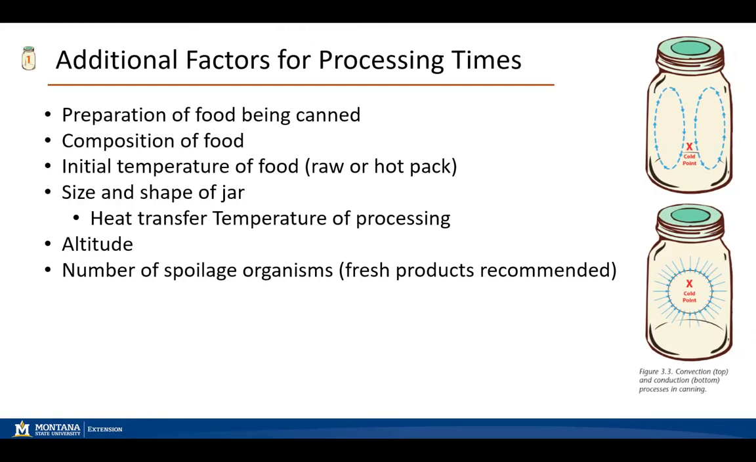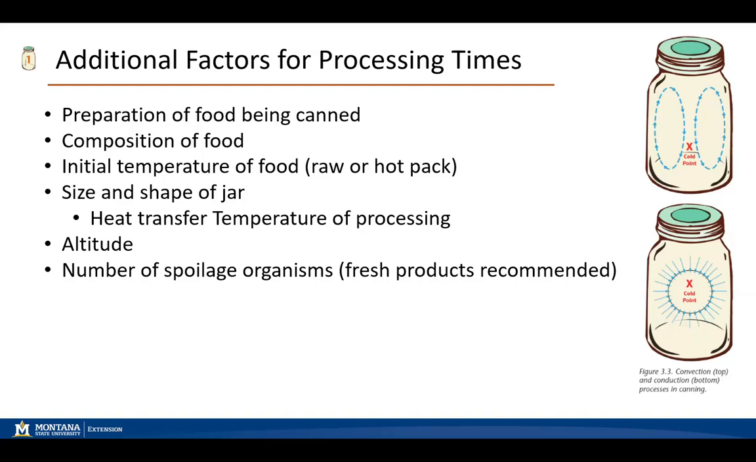Acidity is one of the key players in determining how foods are processed and for how long. There are additional factors that play a role in determining processing times. These include what type of food is being canned. What is the composition of the food? Is it thick or dense? Are there bones or starches? The initial temperature of the food. Are you packing a product using a hot pack method or a raw pack method? The way in which heat transfers through the food. Be sure to read more about this on page 3-5.